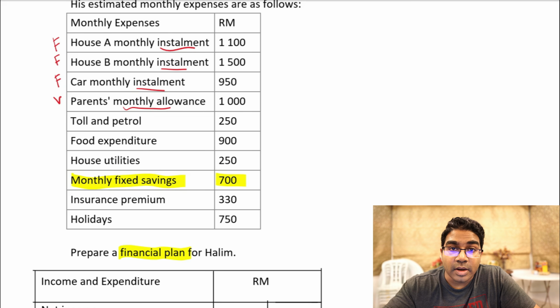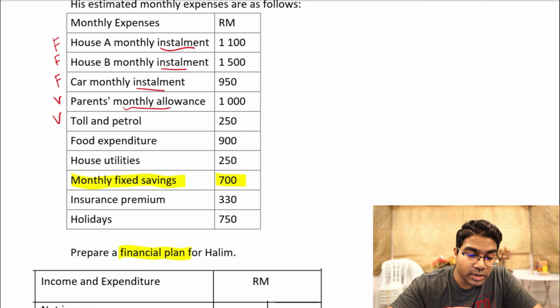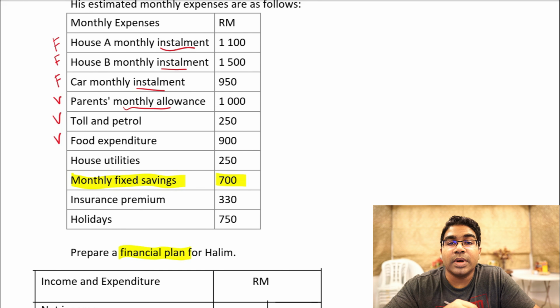It can go up and down. Toll and petrol depends on usage, variable. Food also depends on how much he spends on food. It's variable.